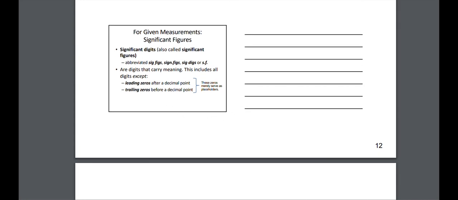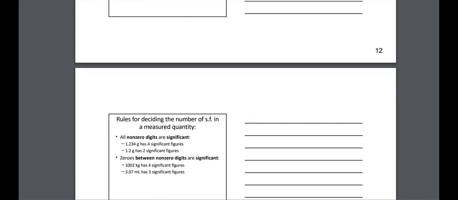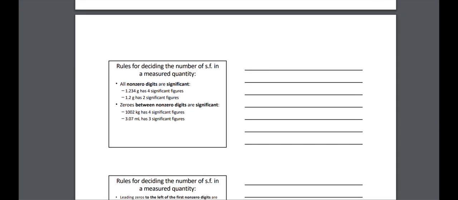Okay, so these are the digits that actually carry a meaning. So if there is a zero or a number that really doesn't mean anything, we try not to report that number, or we don't consider it as significant. Or you can also consider it as insignificant, of course. So leading zeros after a decimal point and trailing zeros before a decimal point will be considered as insignificant zeros. So we don't report these as significant figures. Okay. Let's look more into these rules.